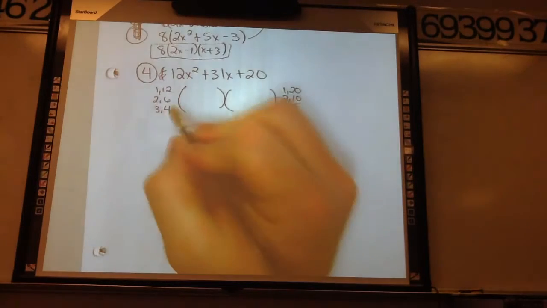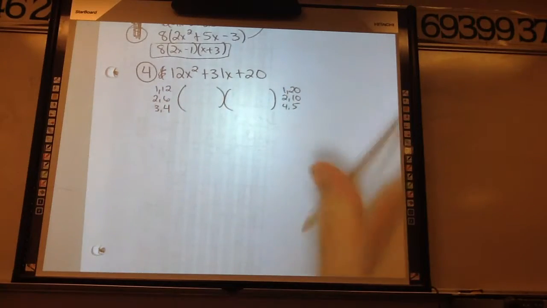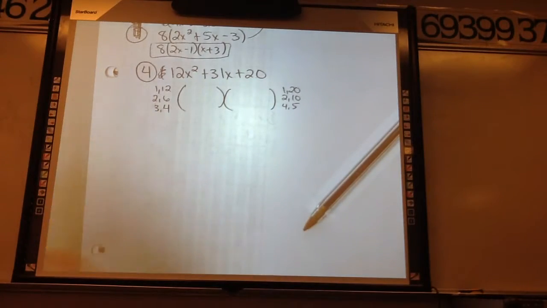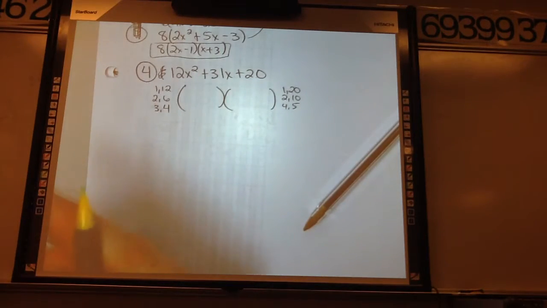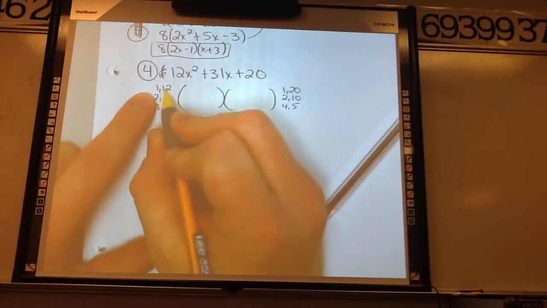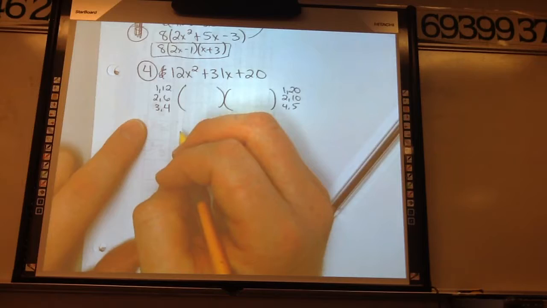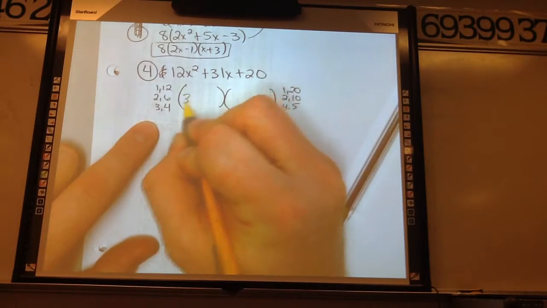You pick one of these you're feeling, and then see if any of those work. And if you could do this quickly, this isn't like people are like, oh, that's so hard, that's so long. Not really. It's rarely ever 1 and 12. I don't think that's it. Someone pick one. 3 and 4.